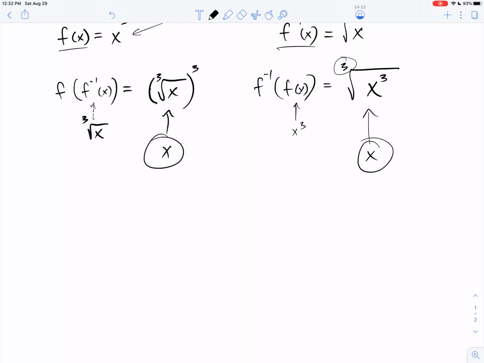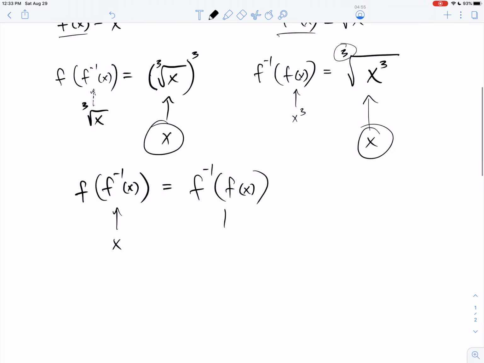So when you do f of g of x and g of f of x, it doesn't always equal the same thing. But when two functions are inverses, it does. If f of f inverse of whatever the function is is the same thing as this, then you know two functions are inverses of each other. And even better, if you do this, you'll get x, and if you do this, you'll get x.